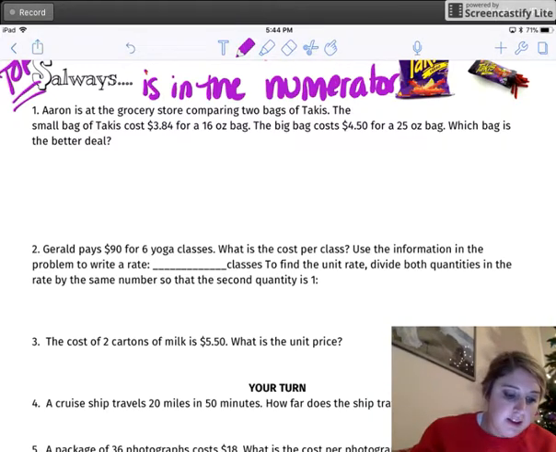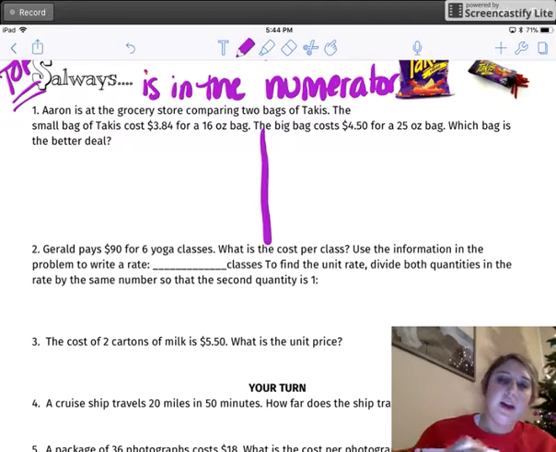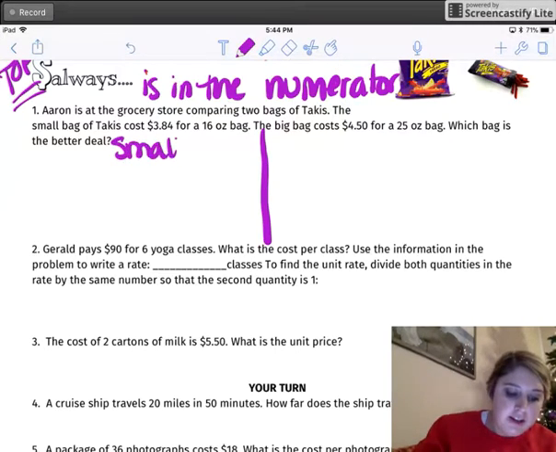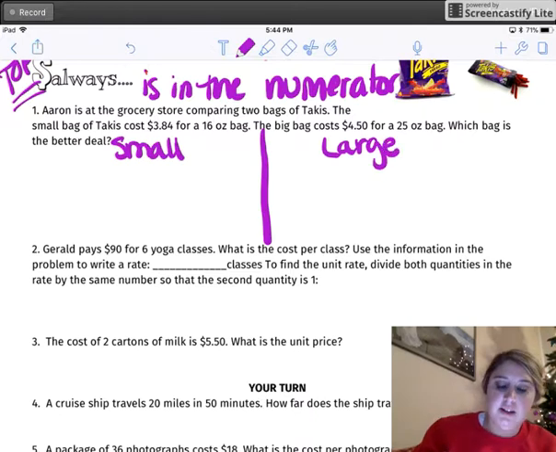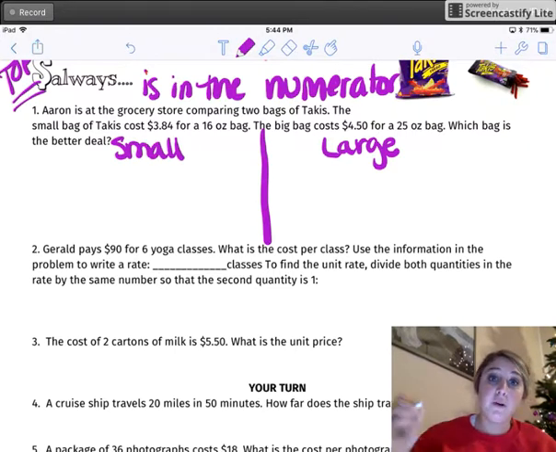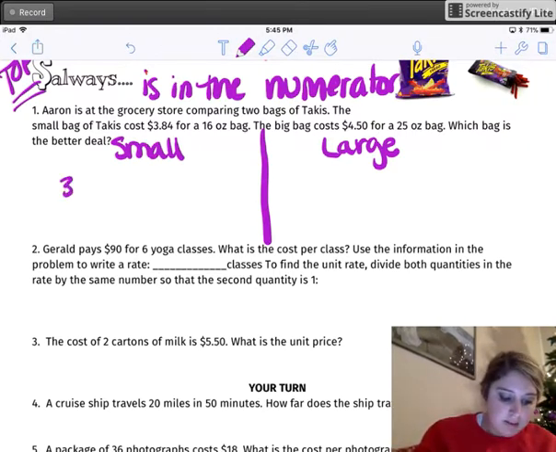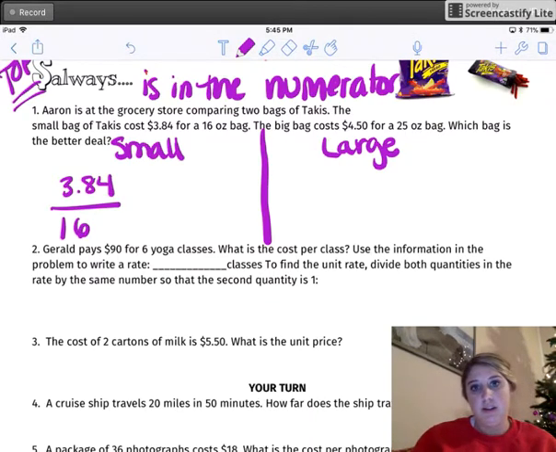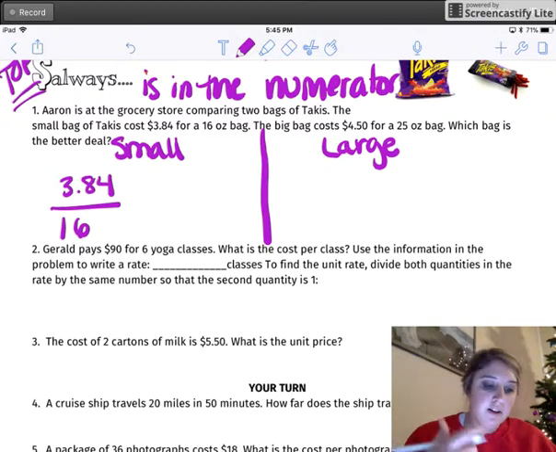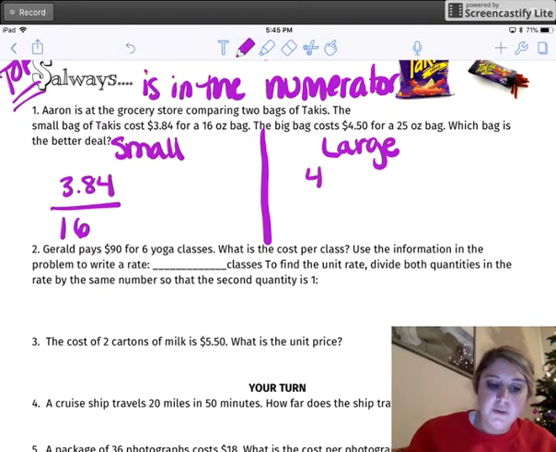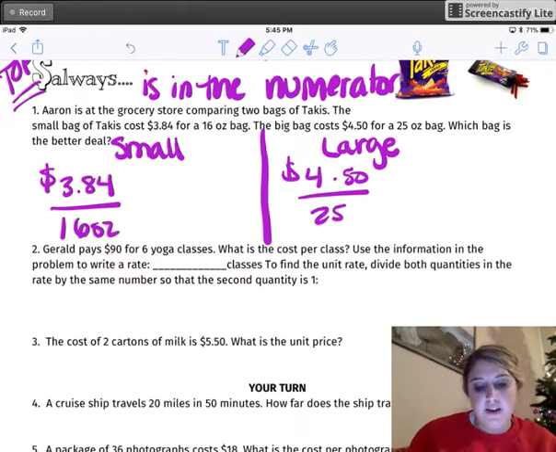Okay, so let's split this page in half, and let's have this one be the small bag, and this one's going to be the large bag. In the first one, they're saying it's going to be $3.84 for 16 ounces. So money goes on top, $3.84 per 16 ounces. Well, that doesn't really help us compare. The large one is $4.50, and I like to keep my units there, $4.50 for 25 ounces.